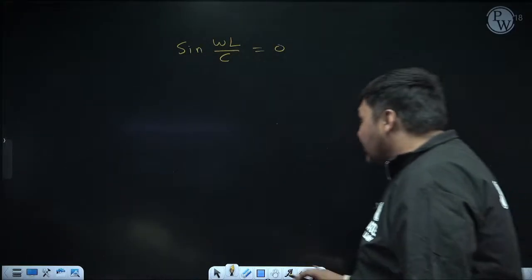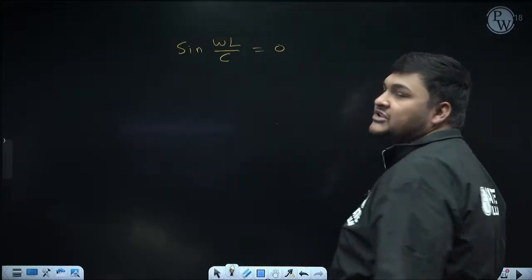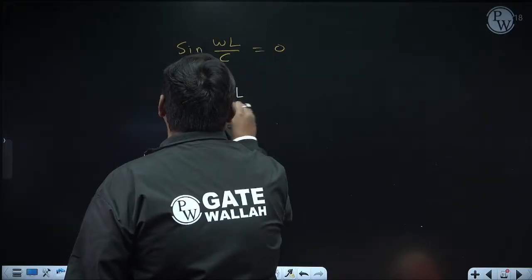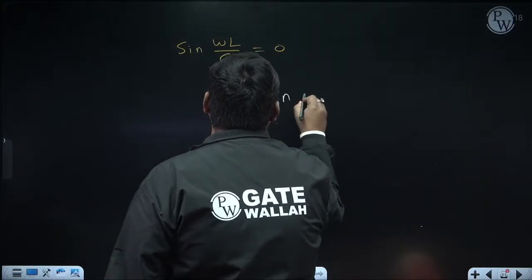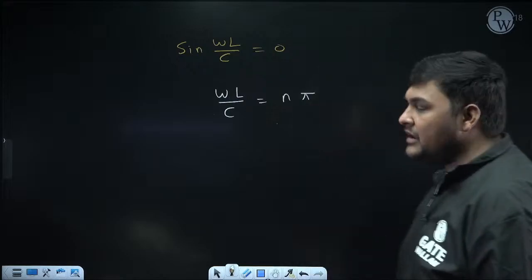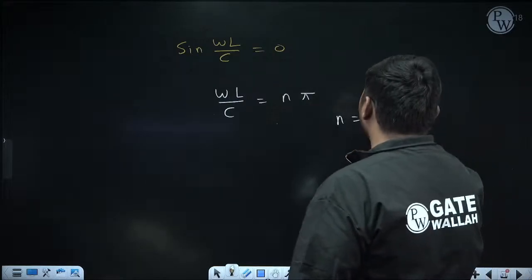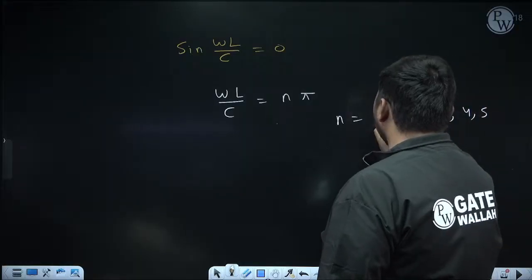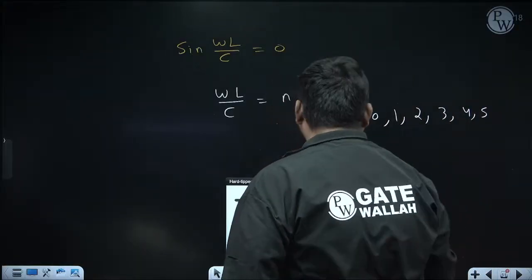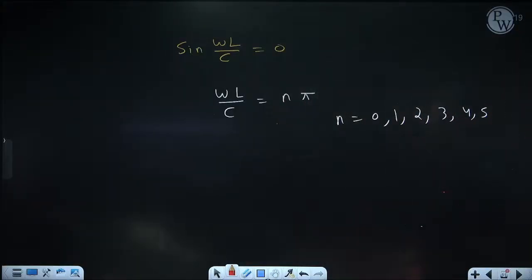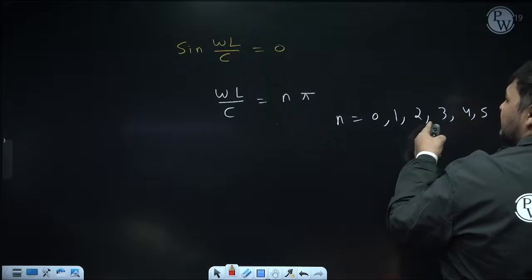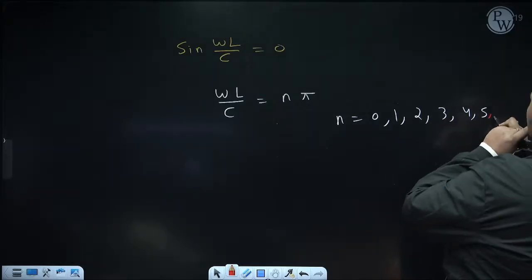Now, sin θ is 0 when θ is nπ. So here it will be 0 when ωL/C is nπ. Here n is starting from 1, 2, 3, 4, 5. I am writing 0 also, but I will eliminate this. It is 0 when ωL/C is equal to nπ, where n is 0, 1, 2, 3. Sin 0 is 0, sin π is 0, sin 2π is 0, sin 3π is 0, 4π, like this.